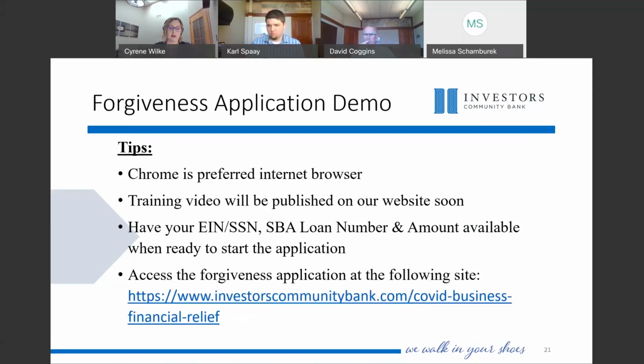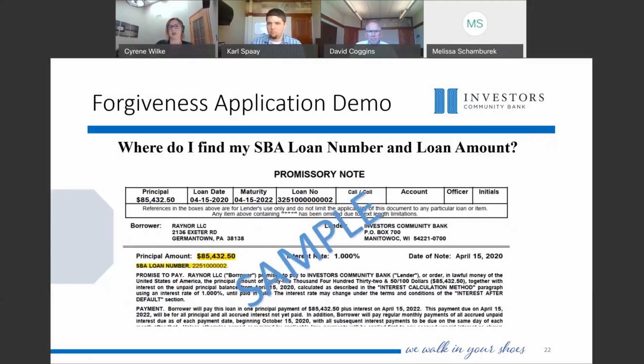We do recommend that you use Chrome. Chrome is going to give you the best browser experience. We will be publishing a training video. So maybe you don't want to go back and listen to this entire webinar today. What we'll be doing is publishing a video that will just carve out the screen-by-screen directions. We're going to suggest that you have your tax ID number, your employer identification number, or social security number that you use to apply, along with your SBA loan number and the loan amount available when you're ready to start your application. And then I've included in this presentation today the website where you'll be able to find this solution.